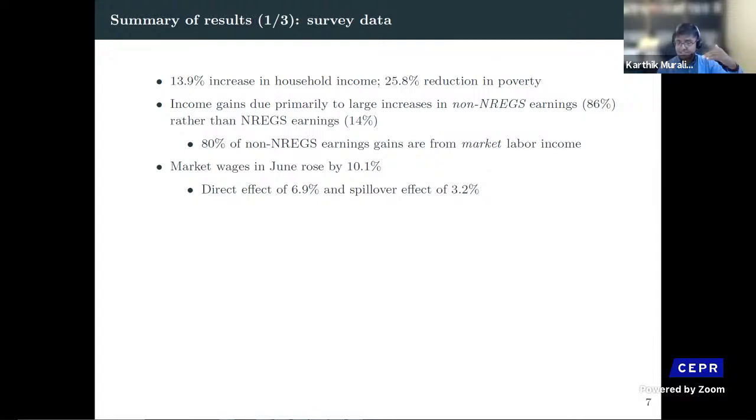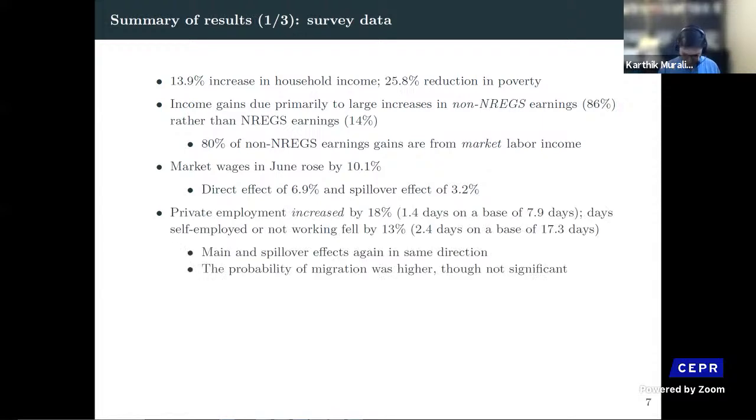But here, in fact, the spillovers are significant, okay? And you see that if you ignore the spillovers, you would understate the effect by about a third, okay? So there's a direct effect and an indirect effect. And then I think the most surprising and stunning result for us was the fact that even though market wages went up, what you see is an increase in private employment. Okay, so private employment goes up significantly by 18%.